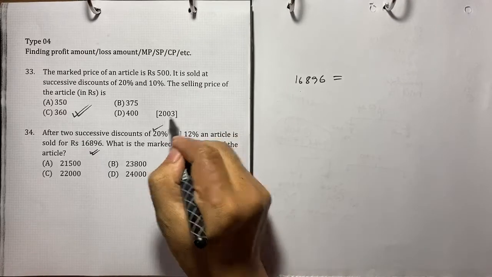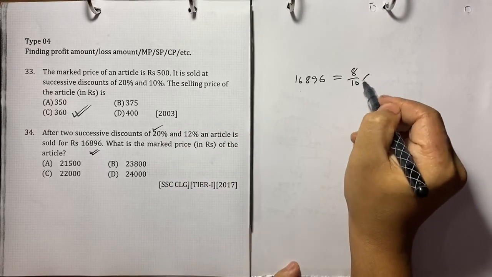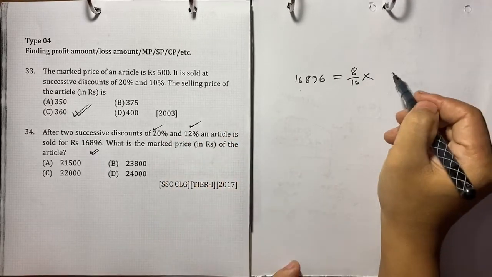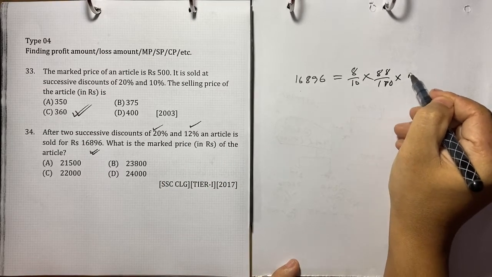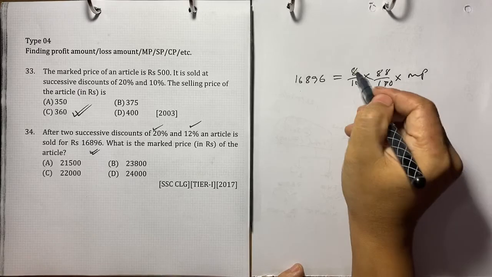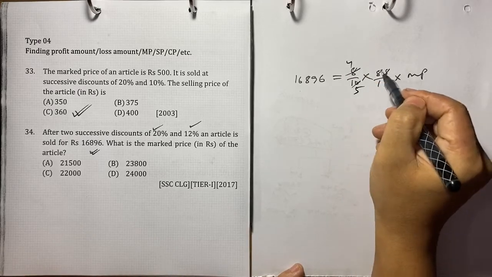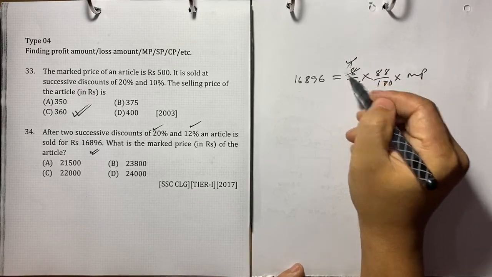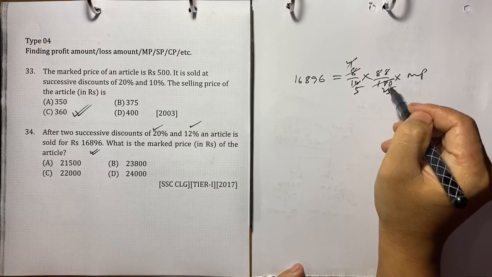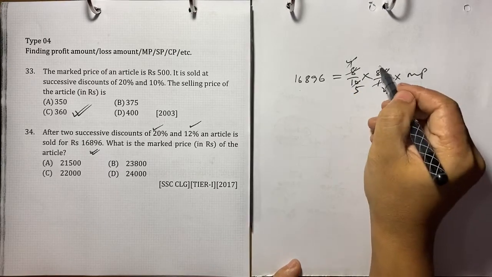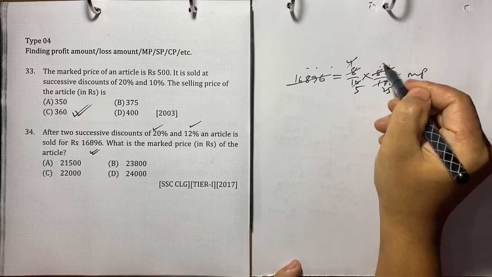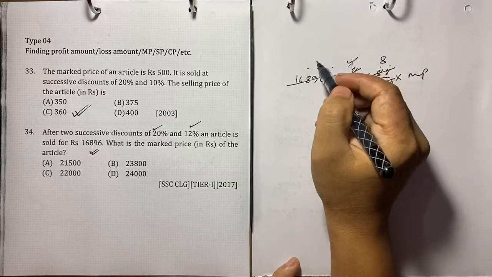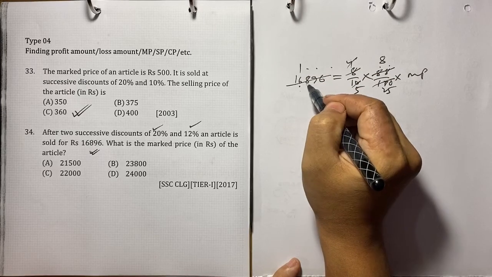Selling price equals, for a discount of 20%, 8 by 10, and for a discount of 12%, 88 divided by 100, into the mark price. So we cancel: 4 by 5, and 88 by 100 reduces to 22 by 25. Cancelling 10 and 11, this will be 8 and this will be 1.